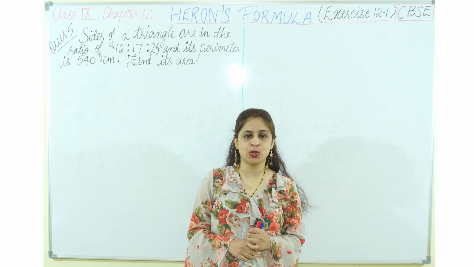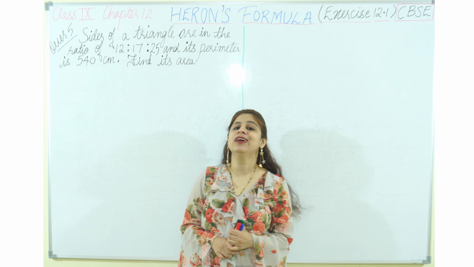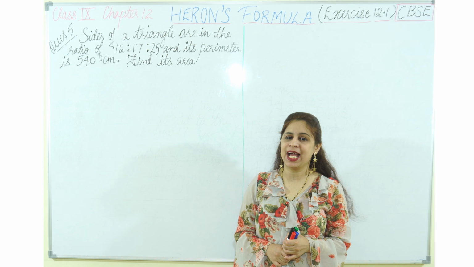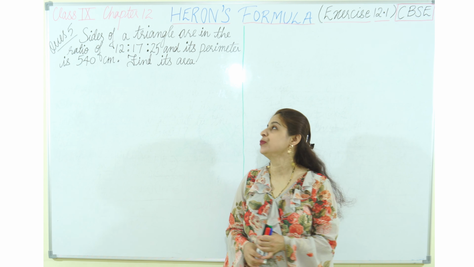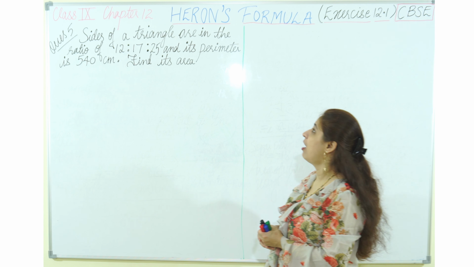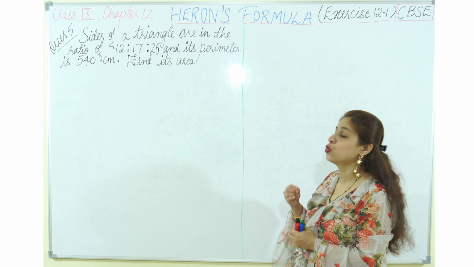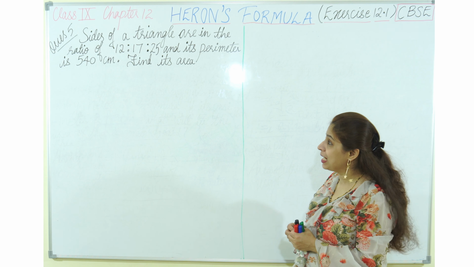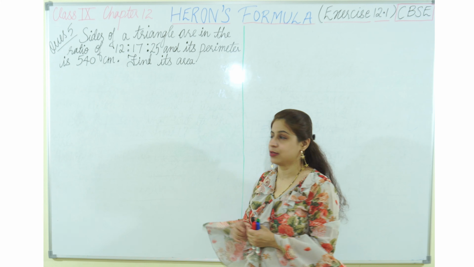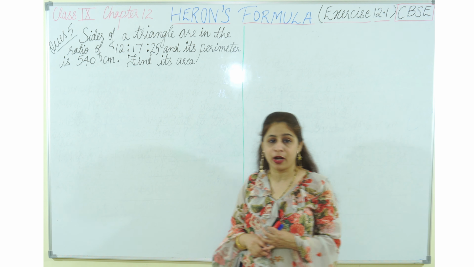So let us start with question number 5 of exercise 12.1 of chapter 12, Heron's Formula, class 9 CBSE NCERT. Question number 5 says: sides of a triangle are in the ratio of 12:17:25 and its perimeter is 540 centimeters. Find its area. So we need to find out the area using Heron's formula.